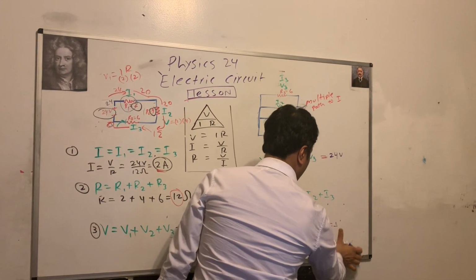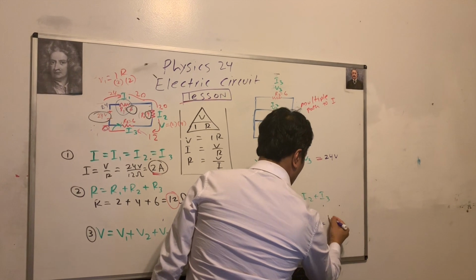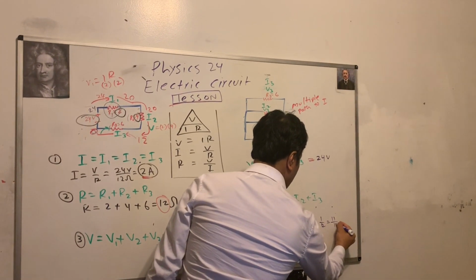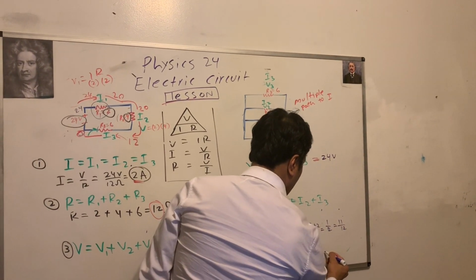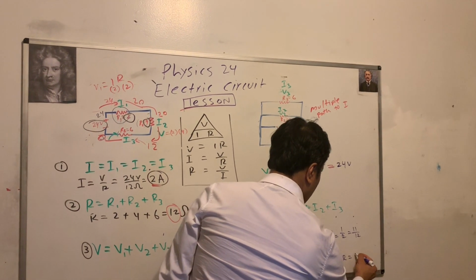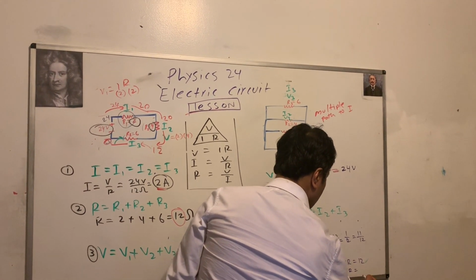1 over R equals 11 over 12. So R is equal to 12 over 11. 11 R is equal to 12, so R is equal to 12 over 11.